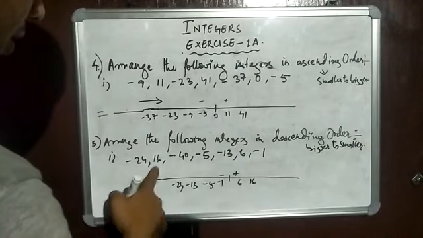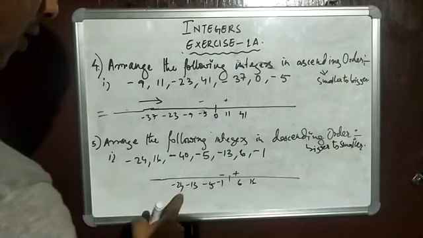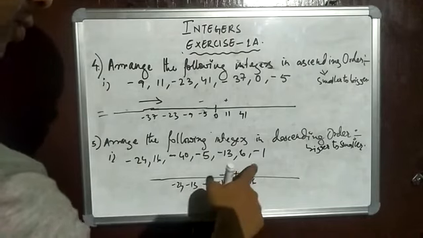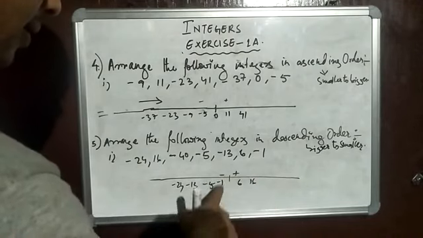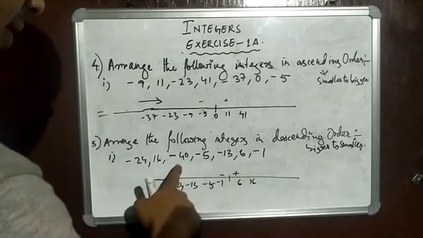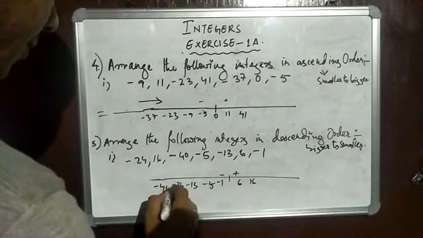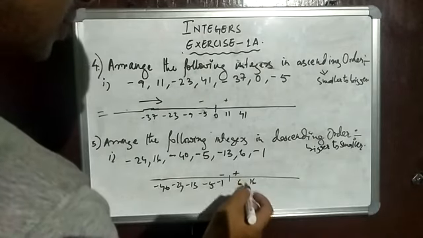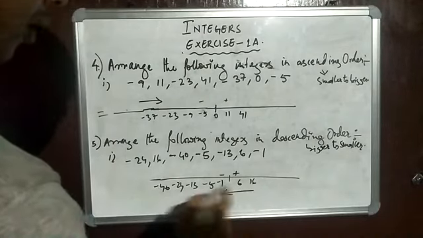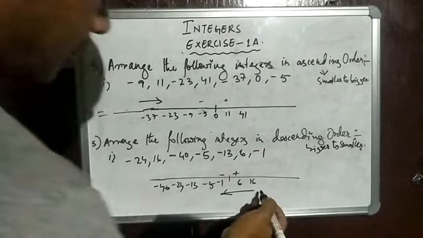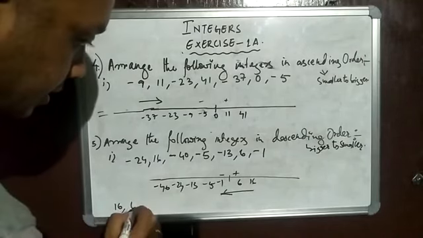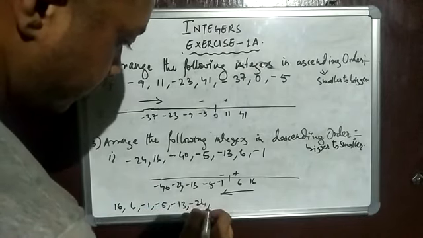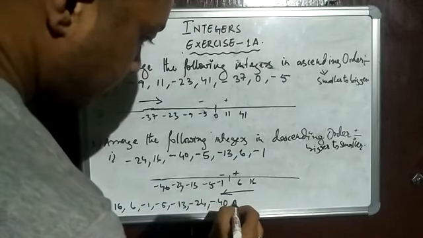Now count the numbers: 1, 2, 3, 4, 5, 6, 7. Just once more, check it. Minus 1 is here, minus 5 is here, minus 40. 1, 2, 3, 4, 5, 6, 7. So bigger to smaller, you start from here. When you write the answer, you start from 16, 6, minus 1, minus 5, minus 13, minus 24 and minus 40 is your answer.